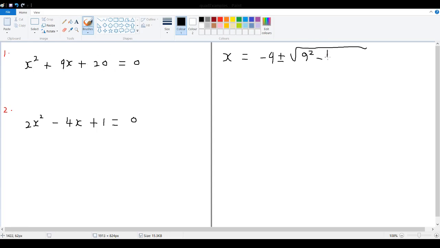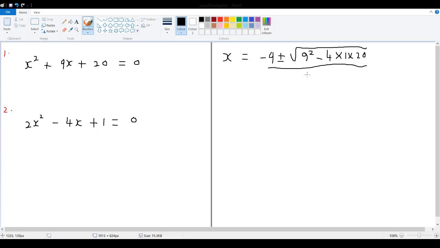So we need 4 times 1, but 4 times 1 is just 4. So we can forget about the 1, but I will write it in there just so you can see all the steps. So we have 4 times 1, and then finally times the number here, which is 20. Make sure you include everything in here, because otherwise you will make a mistake.